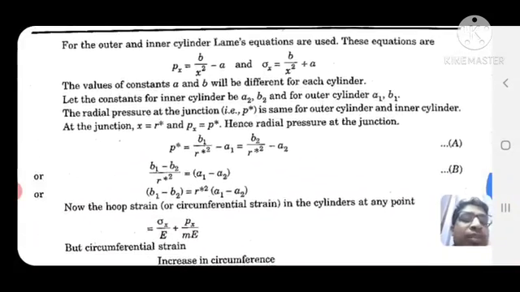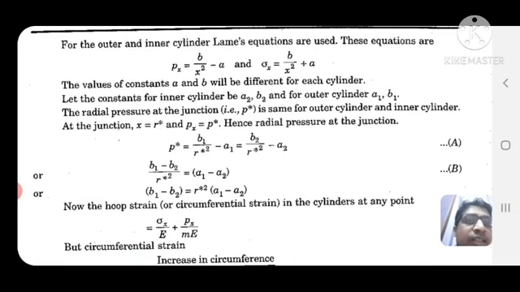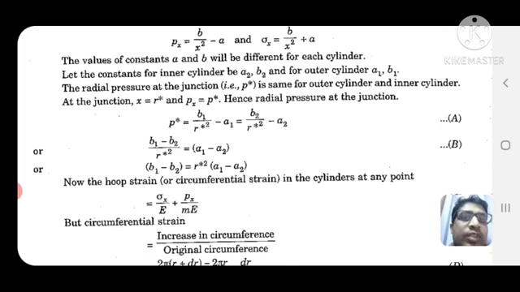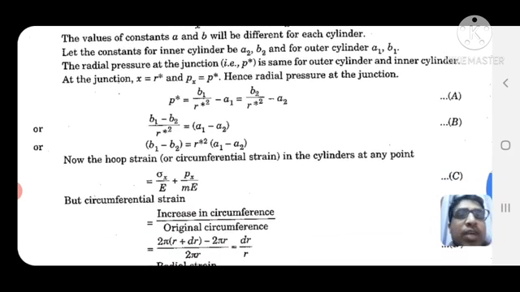Now, for the outer and inner cylinder, Lame's equations are used. These equations are Px equal to B by x square minus A, and sigma x equal to B by x square plus A. The values of constants A and B will be different for each cylinder. Let the constants for the inner cylinder be A2 and B2, and for the outer cylinder A1 and B1.